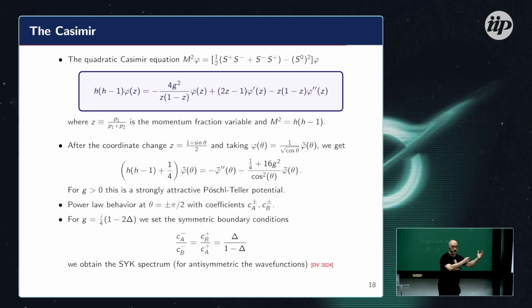So there is a beautiful story here with renormalization in quantum mechanics that I'm not telling you about. But we want to set this G to imaginary values anyway. So that turns this potential into a repulsive potential. Okay, so you can compute what is the behavior at the endpoints, and you get some power-law behavior with some coefficients. And if you set the coefficients in an appropriate way, this is a perfectly normal standard quantum mechanics condition on the wave function, then this equation gives precisely the SYK operator spectrum.